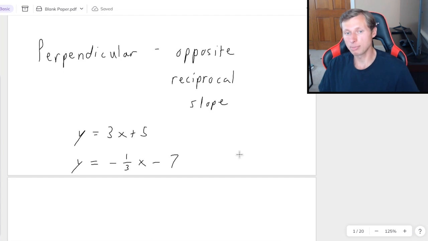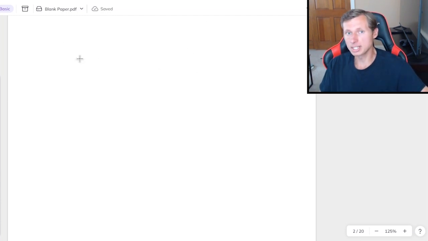An opposite reciprocal means switch it from negative to positive or vice versa, and take the reciprocal, meaning flip it. So a couple quick examples of perpendicular. The slope 2 becomes negative 1/2. The slope negative 3/2 would become positive 2/3. Get the picture?